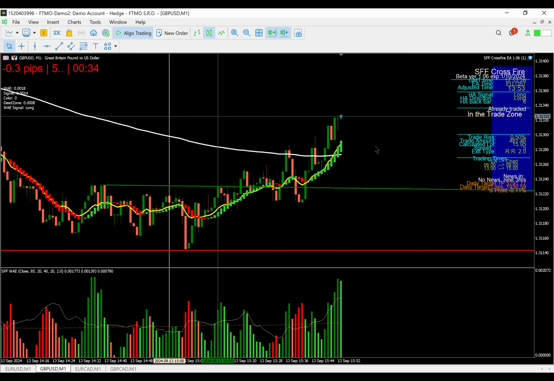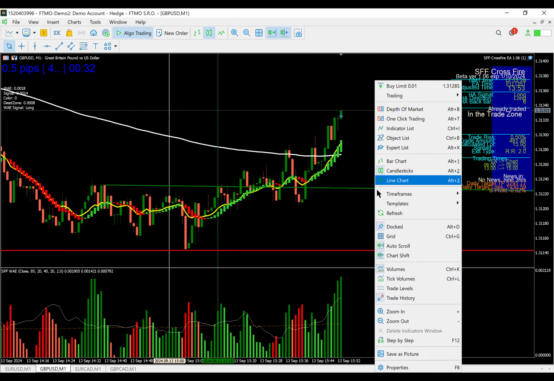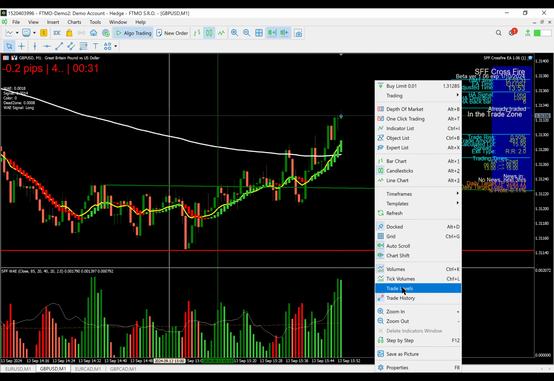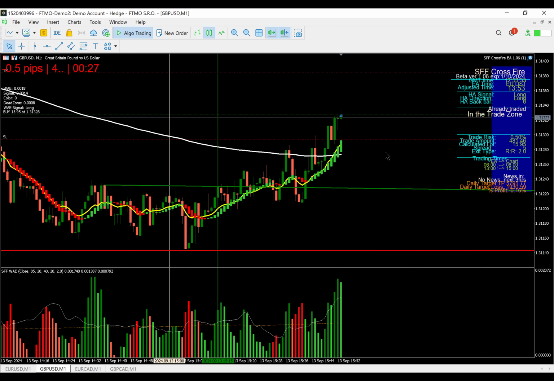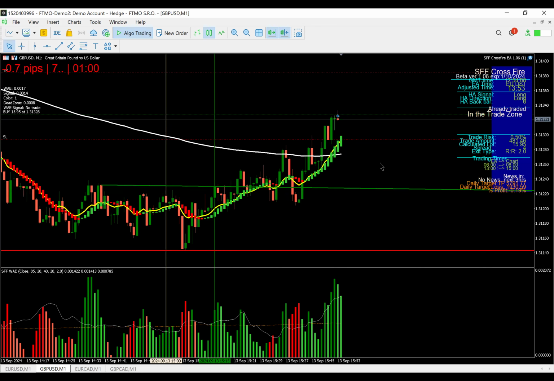If you right click here and click on trade levels, it shows you the red dotted line, which is a stop loss, and the other red dotted line, which is a take profit. The green line is the entry point. Over here, it's telling me that I'm minus 0.5 pips. But there's my target, there's my stop loss. I'm currently 0.7 pips down.